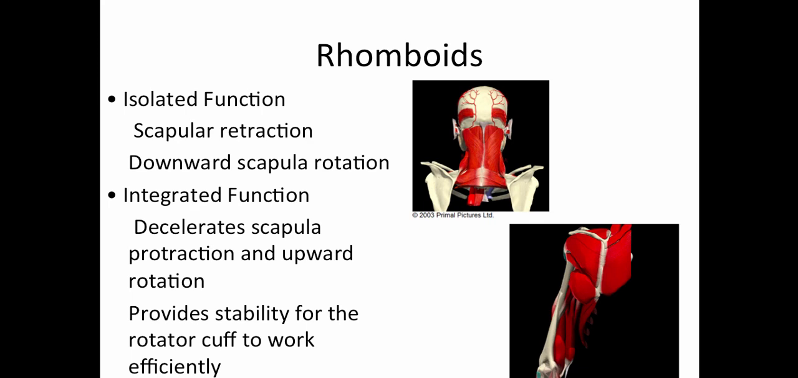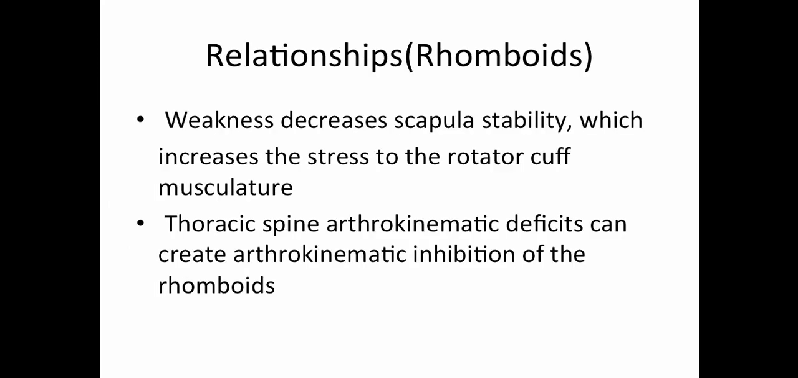It provides stability for the rotator cuff to work efficiently. Weakness of the rhomboids can decrease scapular stability, which increases the stress to the rotator cuff musculature. Thoracic spine arthrokinetic deficits can create arthrokinematic inhibition of the rhomboids.